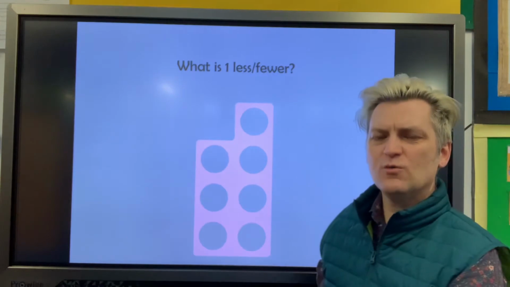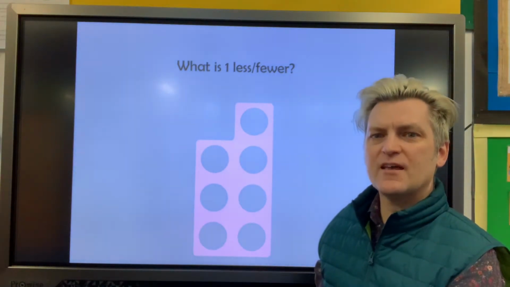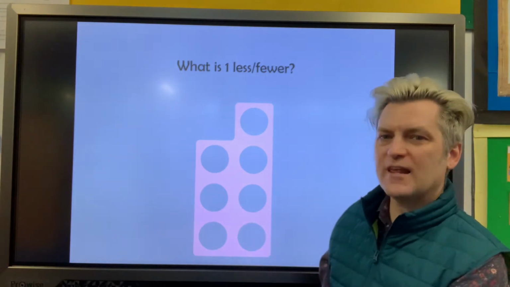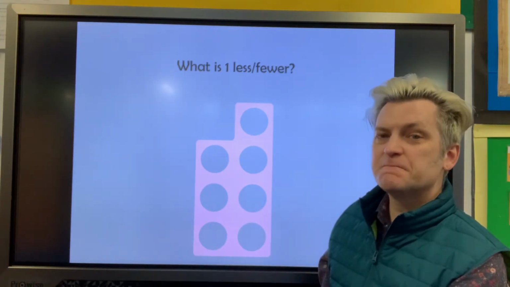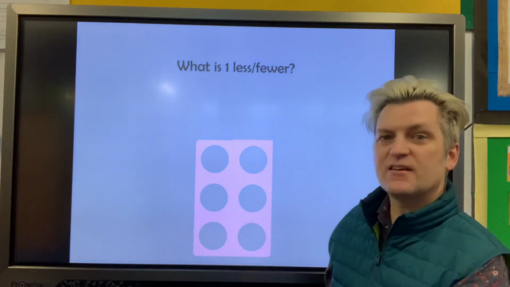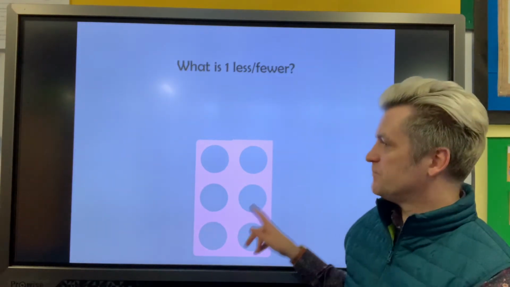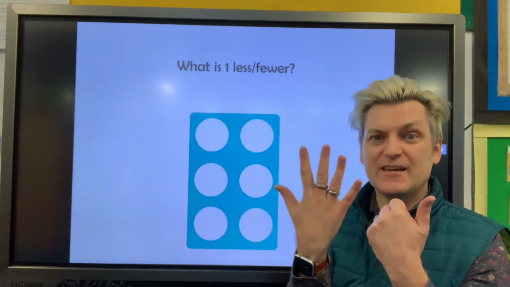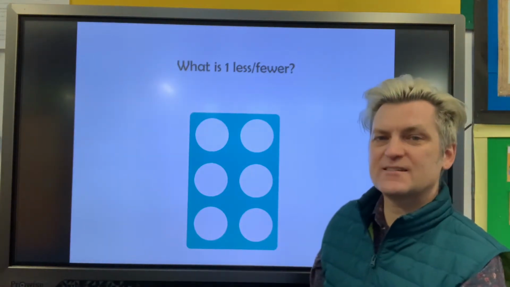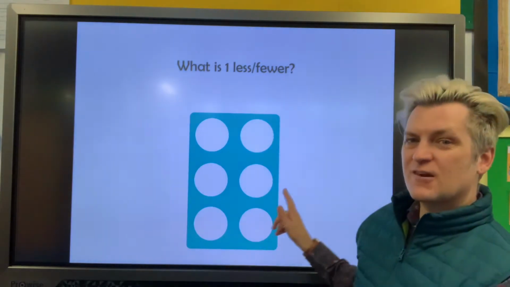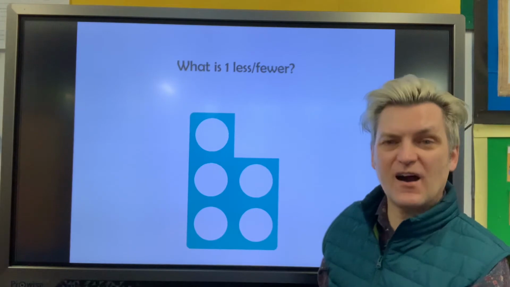Here we go. What's this numicon? It's the number 7. And 1 less than 7 is, if you said 6, then you're right. Well done. And here's the number 6 now. There we are, 6. 1 less than 6 is, here it is, it's 5.